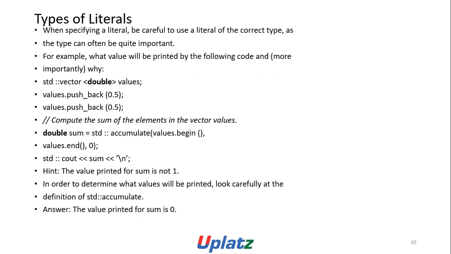Type of literals means specifying a literal. Be careful to use a literal of the correct type, as the type can often be quite important. For example, what value will be printed by the following code, and more importantly, why? std::vector<double> values; values.push_back(0.5); values.push_back(0.5); Compute the sum of the elements in the vector values. double sum = std::accumulate(values.begin(), values.end(), 0); std::cout << sum << "\n".